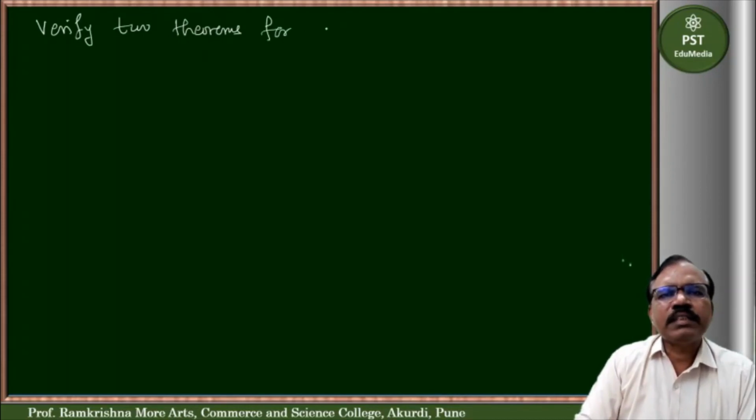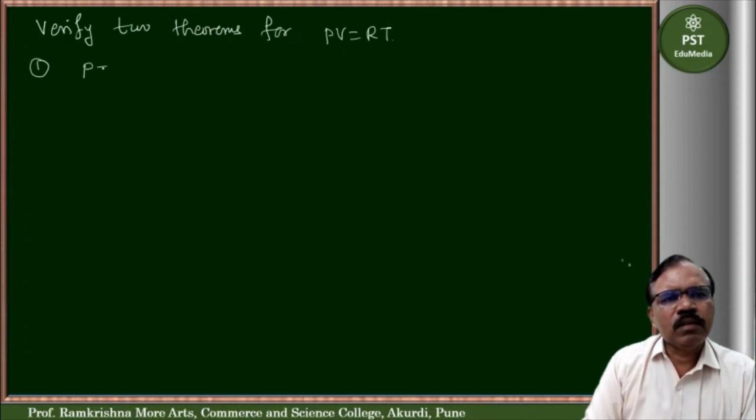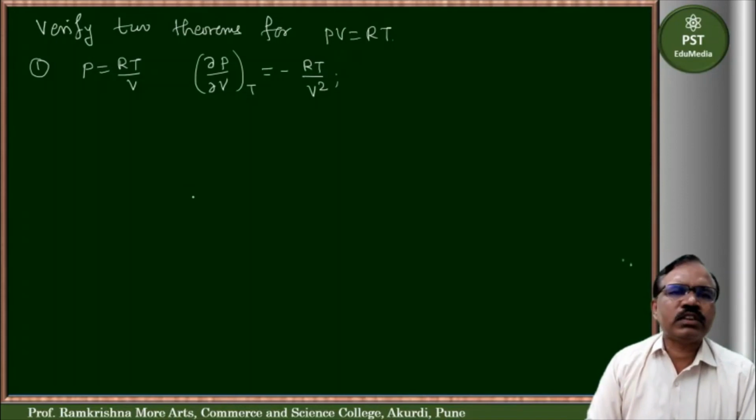for the equation of state PV is equal to RT. So we'll verify the first theorem first. I can write P is equal to RT upon V. So what is ∂P/∂V keeping T constant? Differentiation with respect to V, we get minus RT upon V square. So ∂P/∂V at constant T is equal to minus RT upon V square.